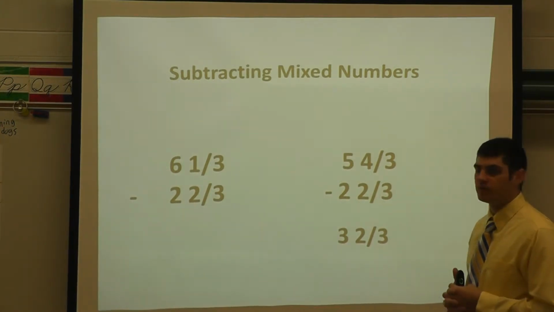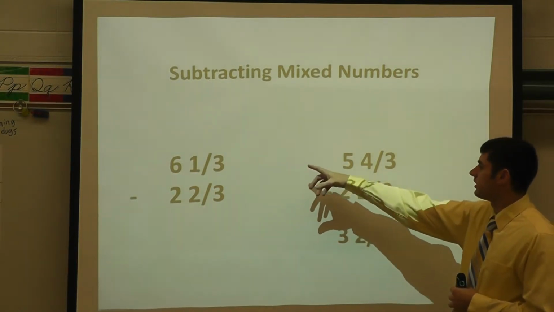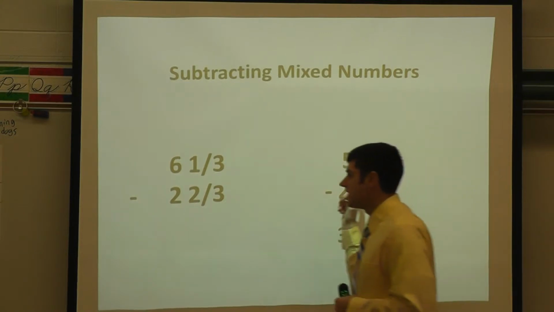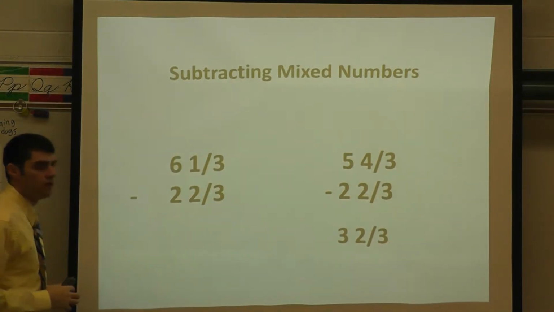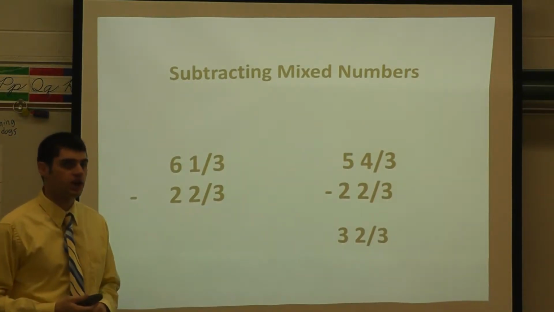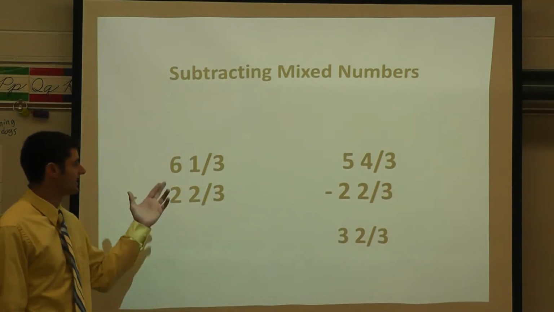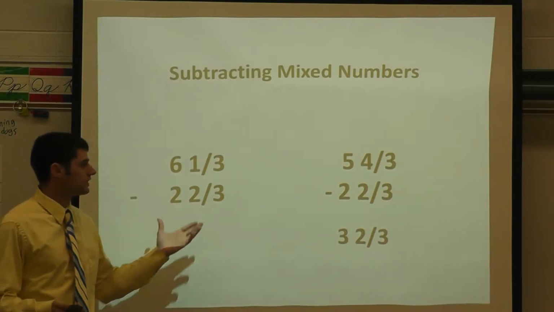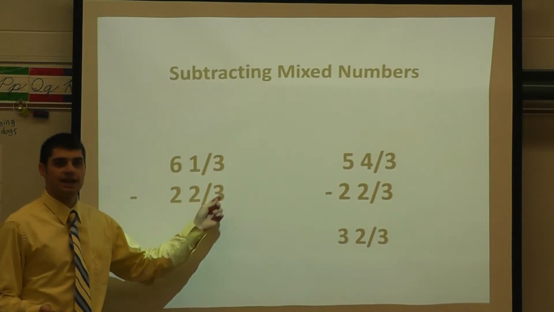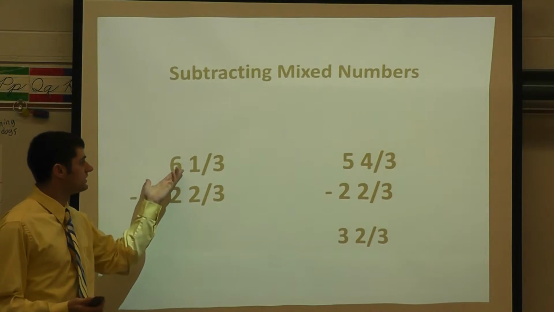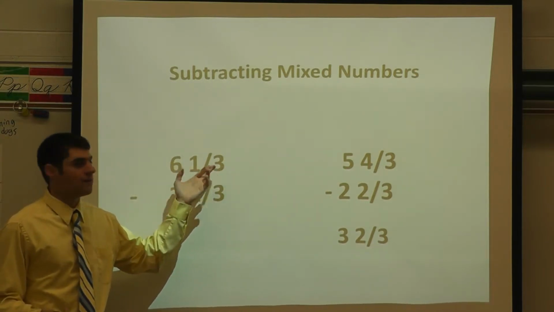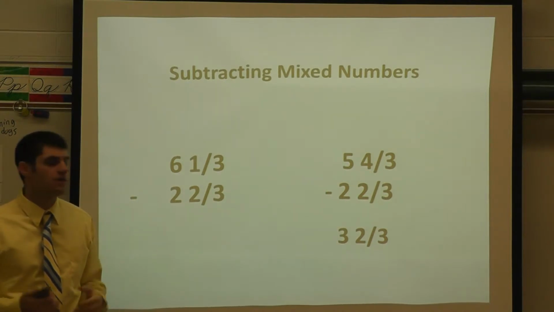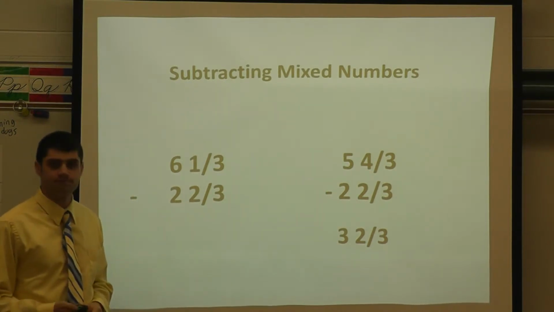This is where that renaming comes in. I take my number and I kind of call it a different number. 5 4/3 is the same name as 6 1/3. It's just like how we started off today talking about nicknames. I might say that 6 1/3's nickname is 5 4/3. The reason I chose to go with thirds is because that's the denominator. If it was 6 1/4, I would then make this 5 4/4. I would keep the same denominator throughout.